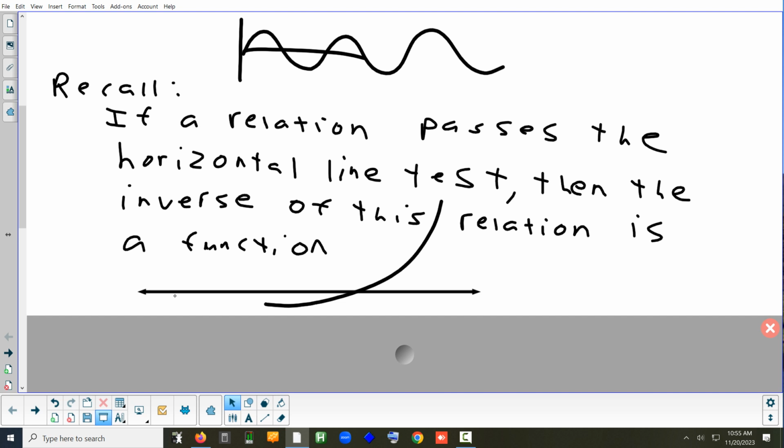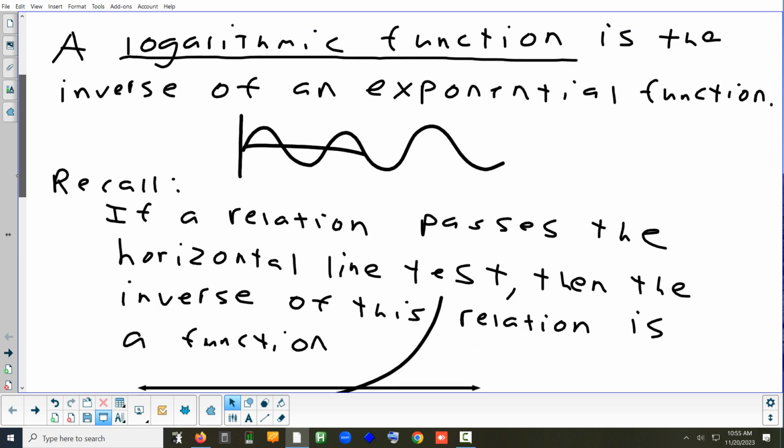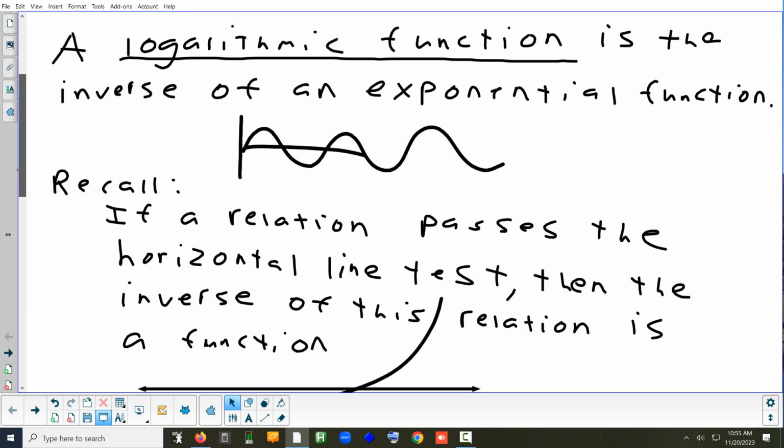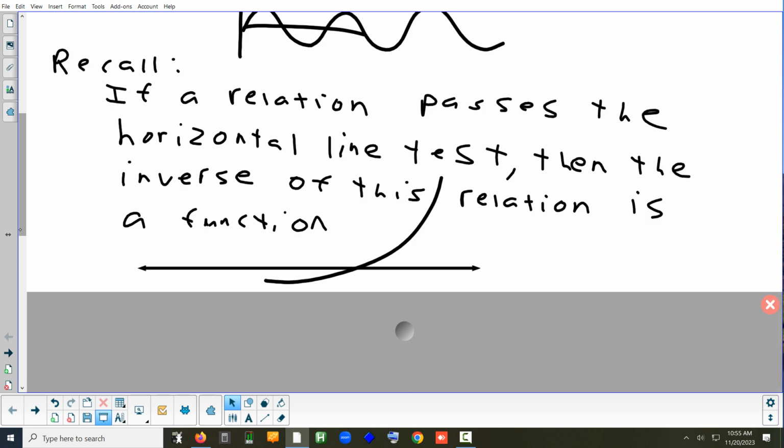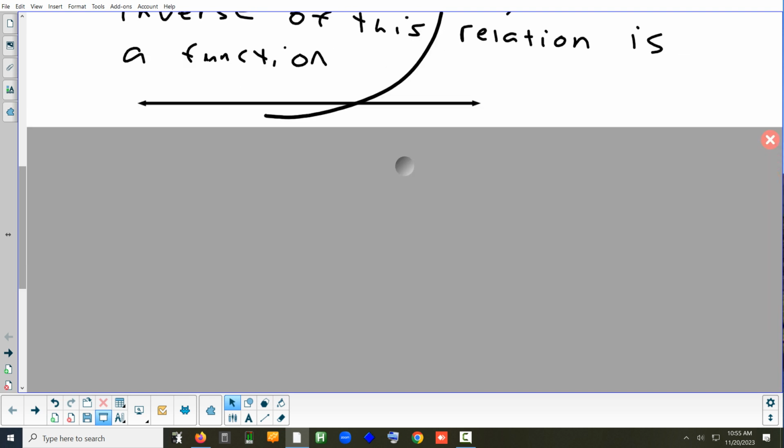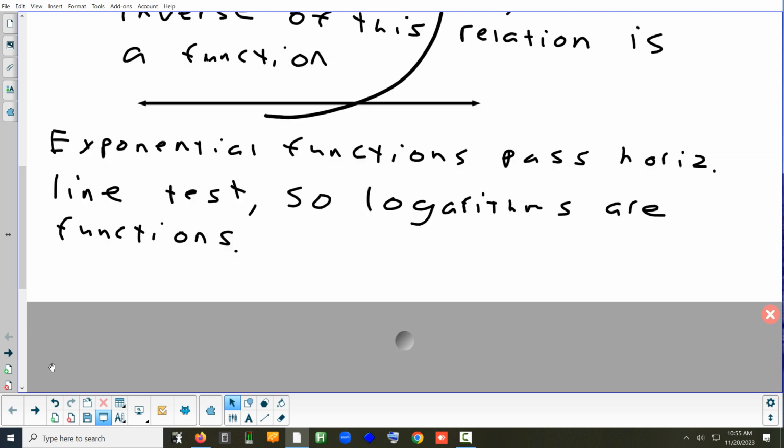So would that mean a logarithmic function would pass the vertical line test? Exactly. So log functions are the inverse of exponentials, and exponentials pass the horizontal line test. So that means logarithms pass the vertical line test, which means logarithms are functions. Exactly. Perfect. So when we draw logarithms, they are functions. They pass the vertical line test.